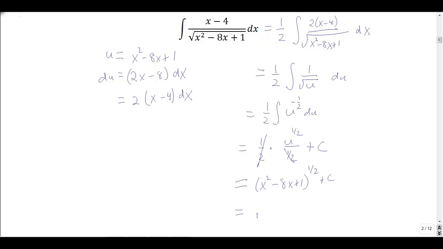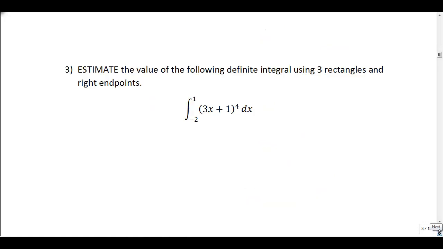You might write that to the 1/2 as just square root x squared minus 8x plus 1 plus c. You really don't need to do this as a square root instead of to the 1/2, but sometimes that makes it look nicer. Next problem.